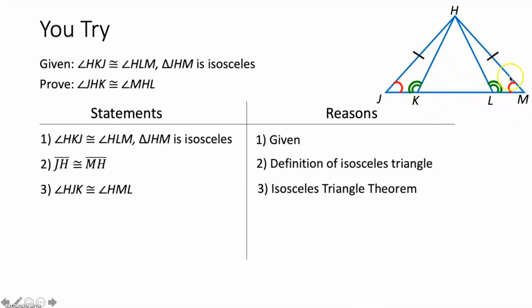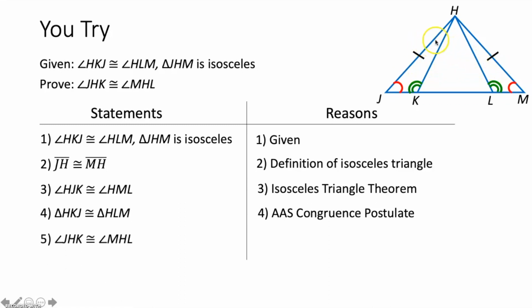Next, because we have shown that two angles and the non-included side of one triangle are congruent to two angles and the non-included side of the other, those two triangles are congruent by the angle, angle, side congruence postulate. And because these two triangles then are congruent, their corresponding parts must be congruent. So this angle right here must be congruent to this angle right here by CPCTC.